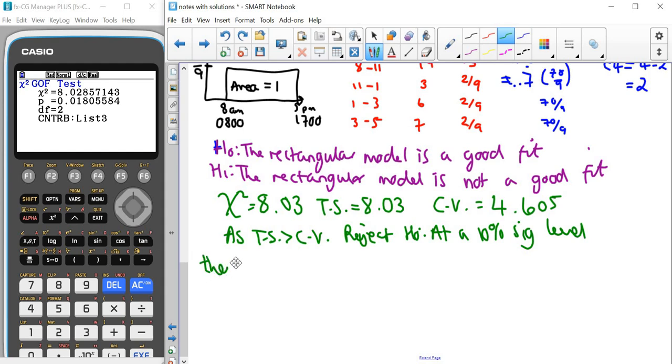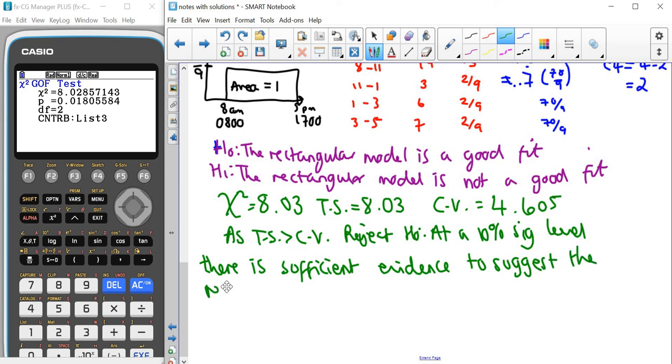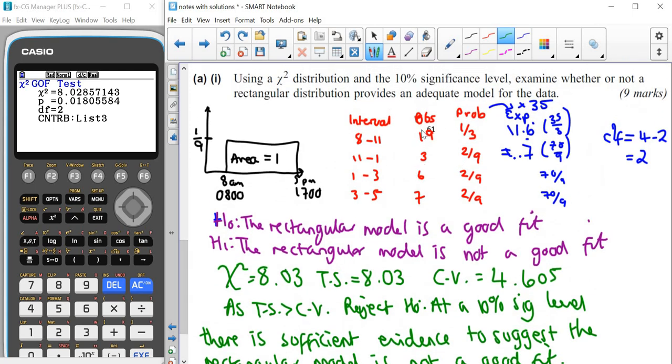There is sufficient evidence to suggest the rectangular model is not a good fit. And if we have a look at the values that we started off with, it was quite obvious because we had quite a lot between 8 and 11 and not so many closer to the end of the day.